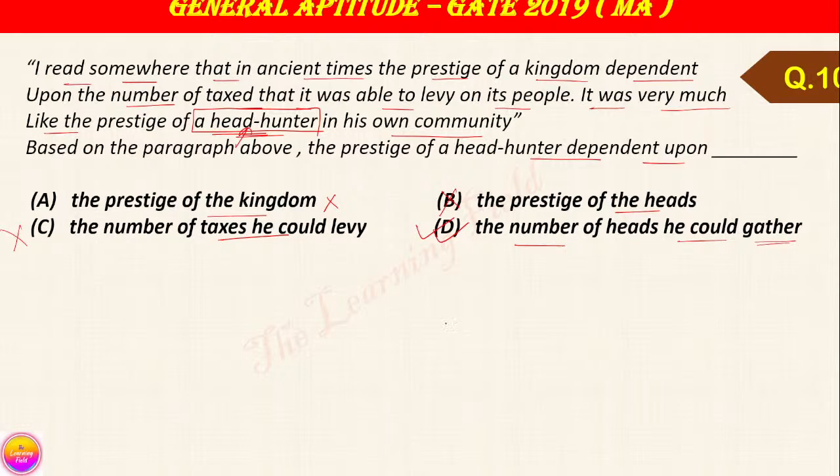Okay, so these 10 questions are from the GATE 2019 mathematical science paper. Okay, after completing 5 papers of mathematical science, we will take another subject of science from the science stream subject from the GATE aptitude section. Okay, so this is the end of today's class.